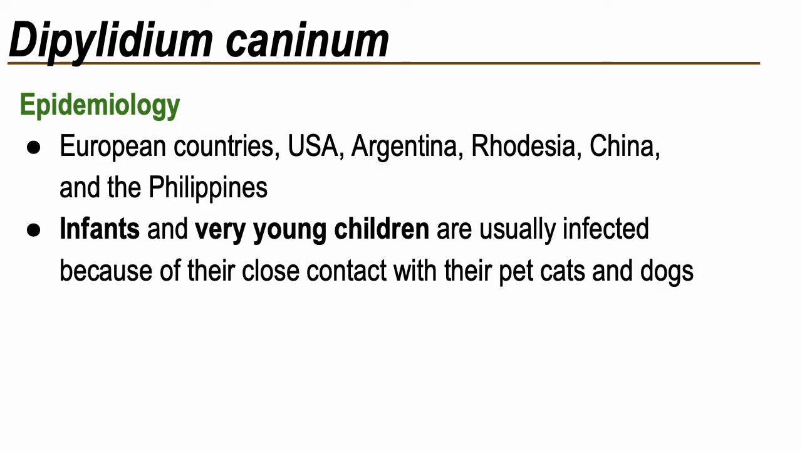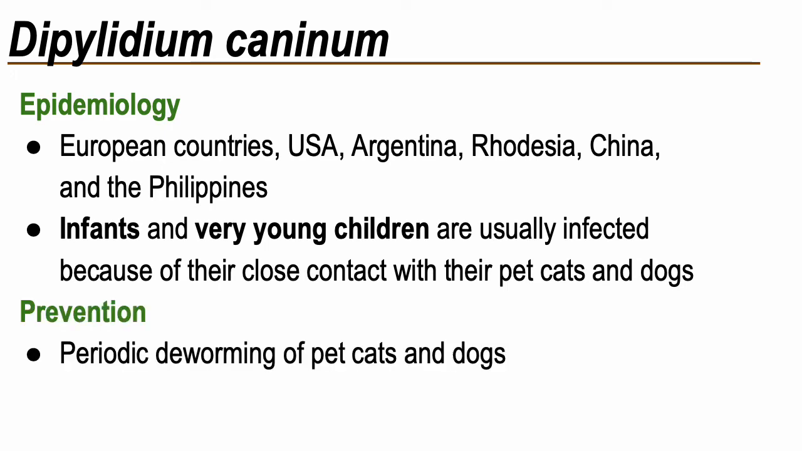Normally, parents may also observe the motile proglottids in children's feces or underwear. Adults are not commonly affected since we, as adults, have a more developed immune system. For prevention, periodic deworming of pet cats and dogs should be followed, and also health education of children.